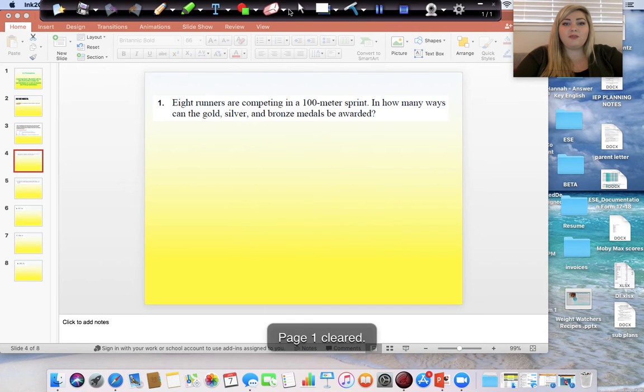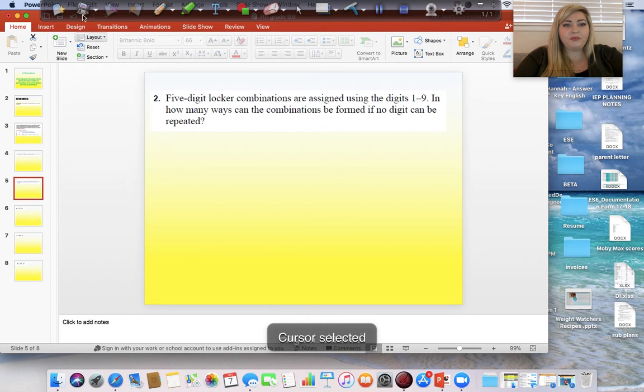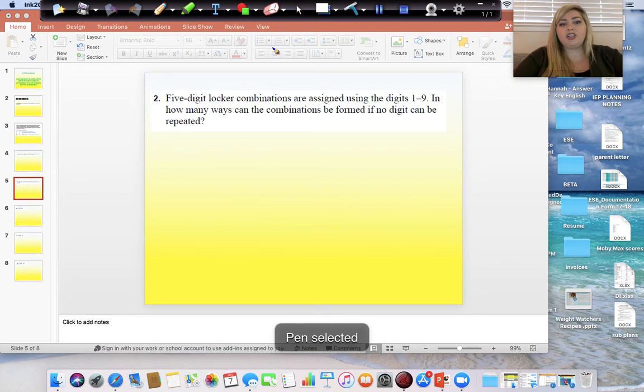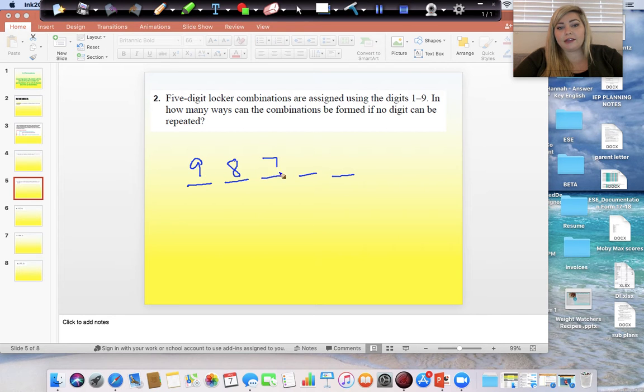Okay, so let's move on to the next one. 5-digit locker combinations are assigned using the digits 1 through 9. In how many ways can the combinations be formed if no digit can be repeated? So we've got 1, 2, 3, 4, 5. Okay, we've got a 5-digit locker combination and 9 numbers. So 9, 8, 7, 6, 5. Okay? Then what you need to do is use the fundamental counting principle to multiply all of these numbers together.